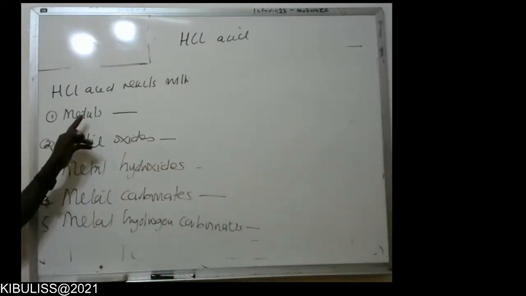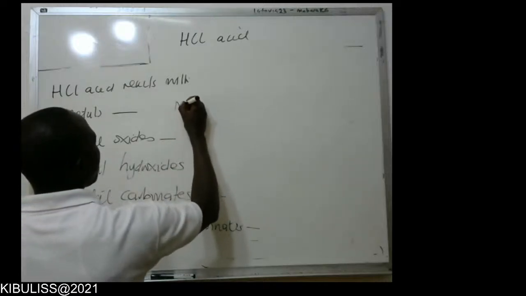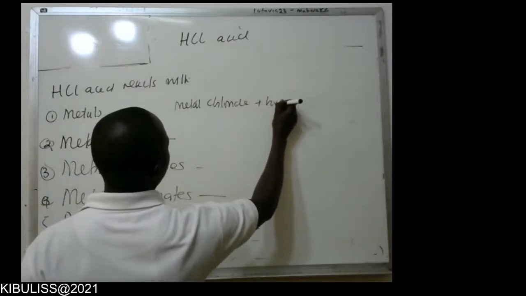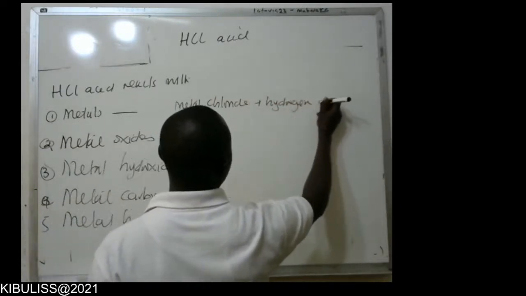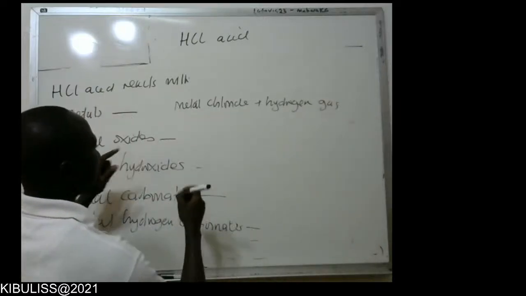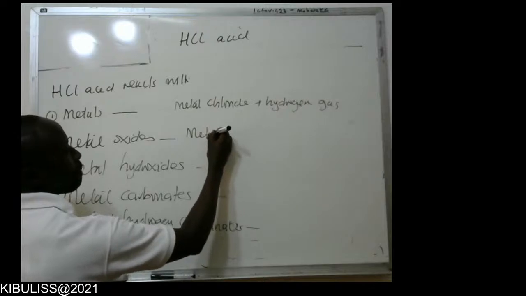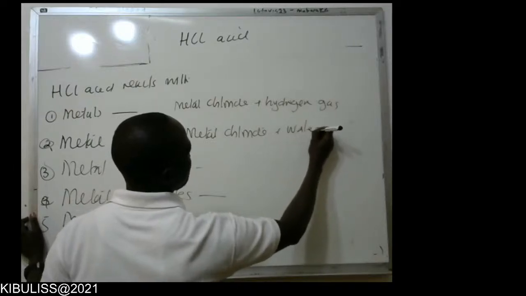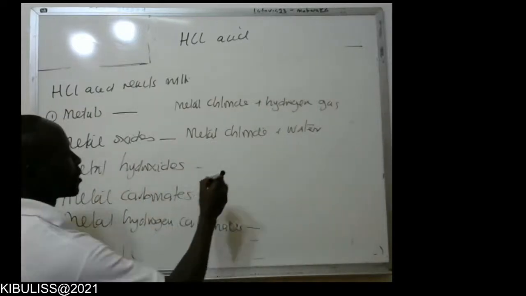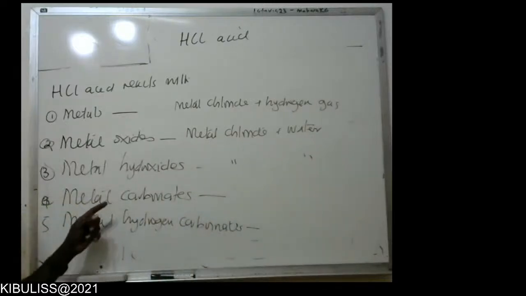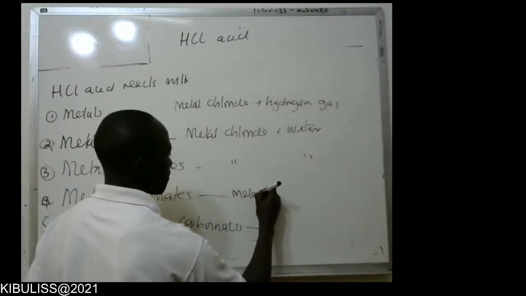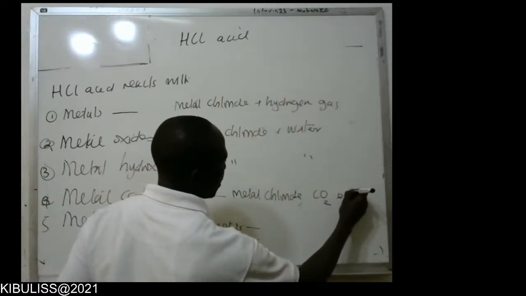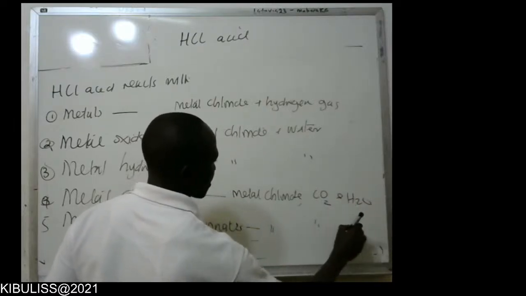So what do we form with the metals? We shall form a metal chloride and hydrogen gas. What do we form here? Metal chloride and what? Water. What do we form here? Metal chloride and water. What do we form here? Metal chloride, carbon dioxide, and water. It's the same thing here.